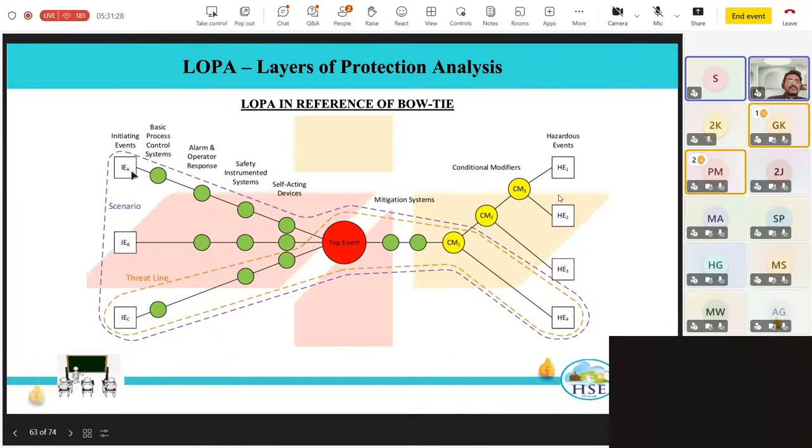Okay. So now if you see that one, let's consider the initiating event IEA or any first event. In that event, you have your basic process control system. Then you have an operator response. You have a safety instrumented system, and you have the self-acting mechanical devices, which are your PSV or rupture disk.